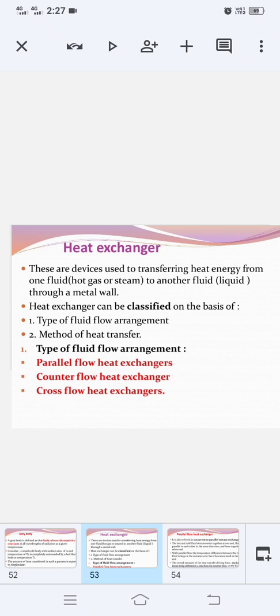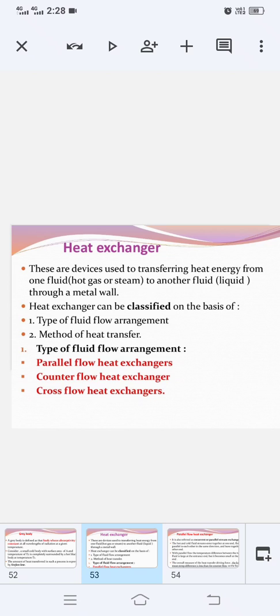Today we will study heat exchangers. What is meant by a heat exchanger? These are the devices which are used to transfer heat from one fluid to another fluid, like one fluid meaning hot gas or steam to another fluid, that is a liquid, through a metal wall. These are known as heat exchangers.